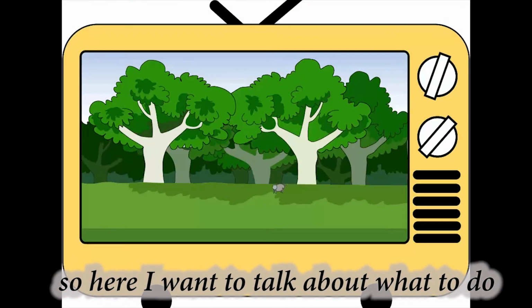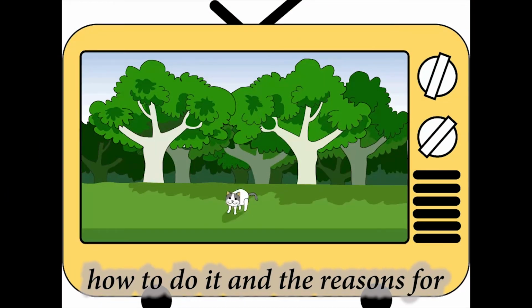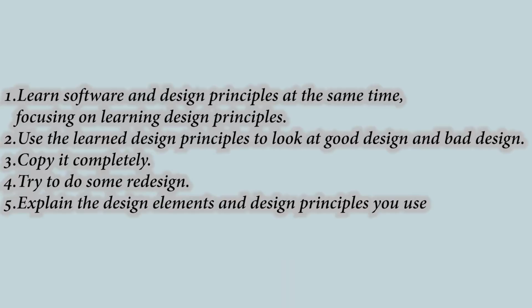So here I want to talk about what to do, how to do it, and the reason for it during self-study. My learning process is learn software and design principles at the same time, focusing on learning design principles. Use the learned design principles to look at good design and bad design. Copy it completely. Try to do some redesign. Explain the design elements and the design principles you use.